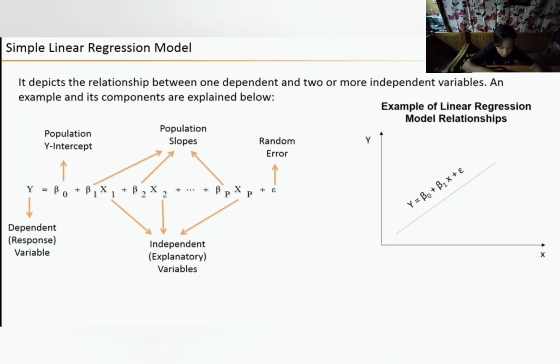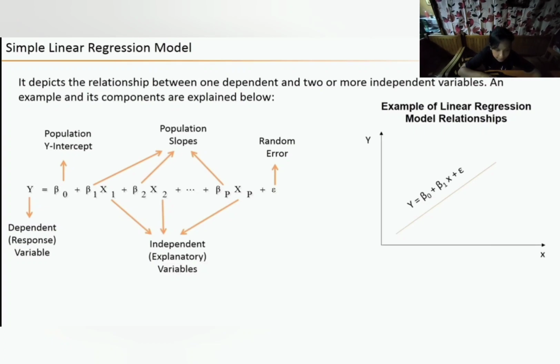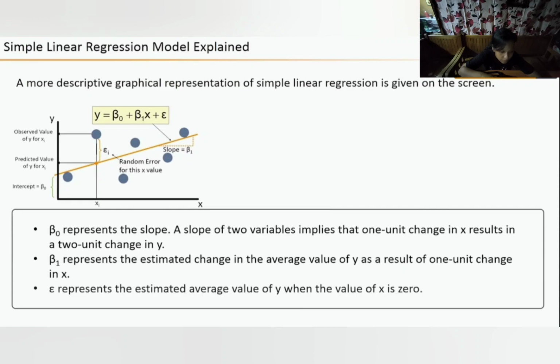To understand this model, we'll first look at a few assumptions. The simple linear regression model depicts the relationship between one dependent and two or more independent variables. The assumptions which justify the use of this model are as follows: a linear and additive relationship between the dependent and independent variables. The equation for this model is shown on the screen. A more descriptive graphical representation of simple linear regression is given on the screen.